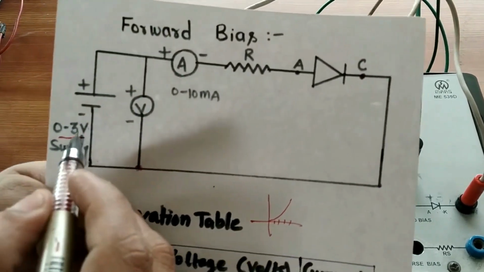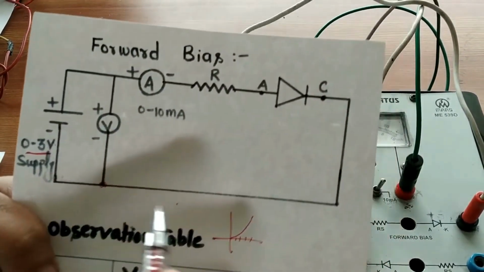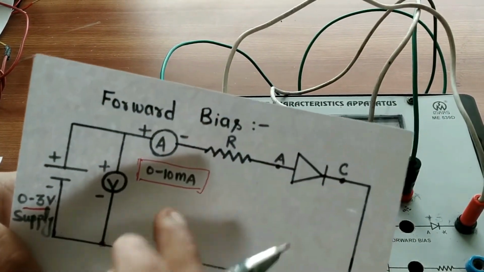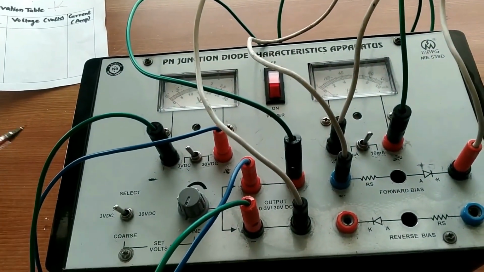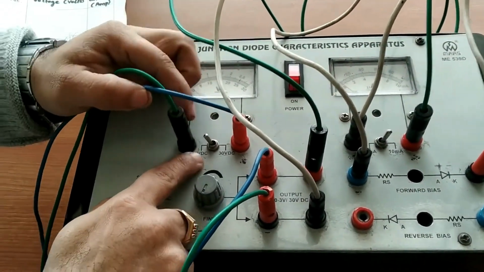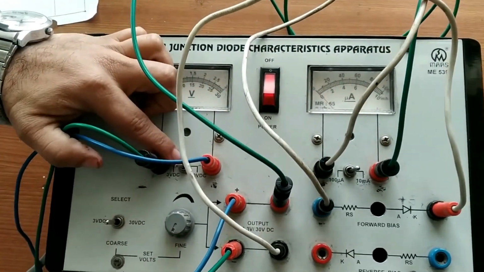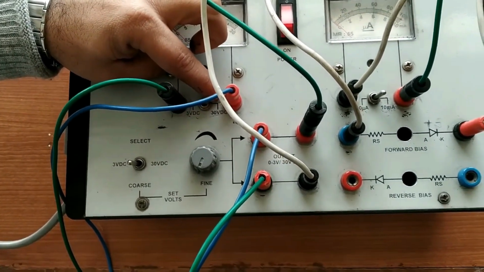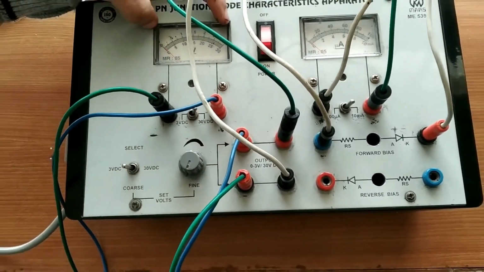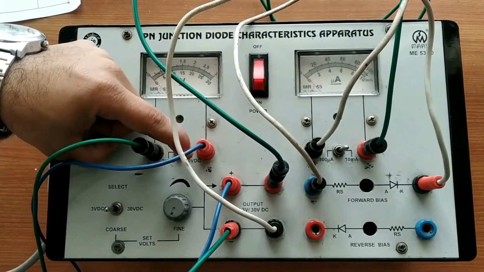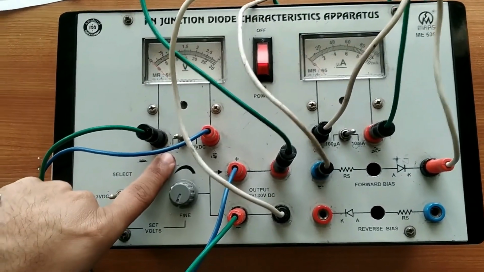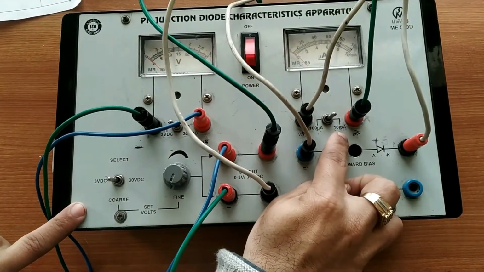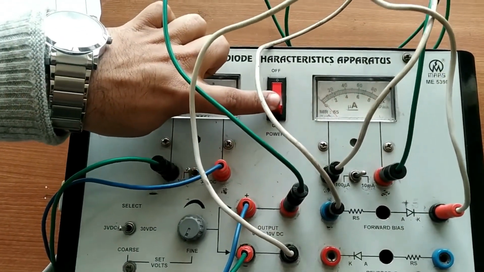The range which we are selecting here will be from 0 to 3 volt, and the reading which I will get for the current is in milliampere. You can see here we have got a switch where we can select 3 volt DC or 30 volt DC. If I make it here, it will be selected as 30 volt DC. I want to measure the reading of the voltmeter in 3 volt, so I will select it as 3 volt. Here also I will select 3 volt, and here I will select milliampere. Now I will switch on the kit.